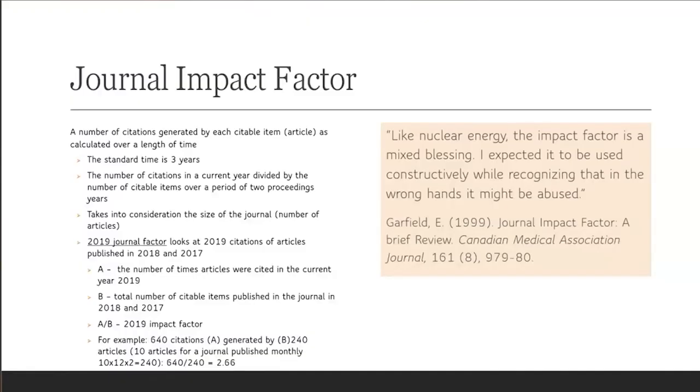So he had a vision for how the journal impact factor could be used correctly. But like a lot of things, it was turned on its head, and it's complicated, and in my opinion it's not really measuring impact. It's not measuring the value of research.